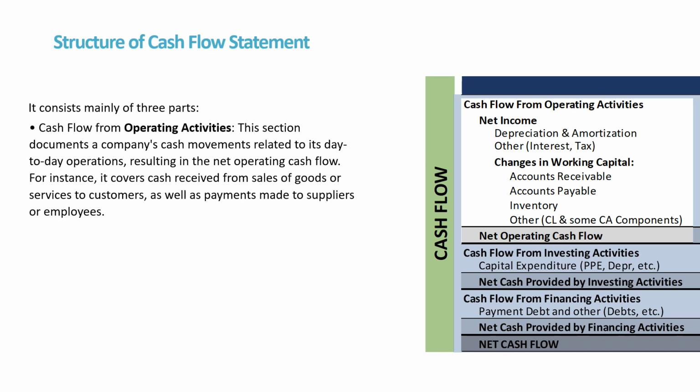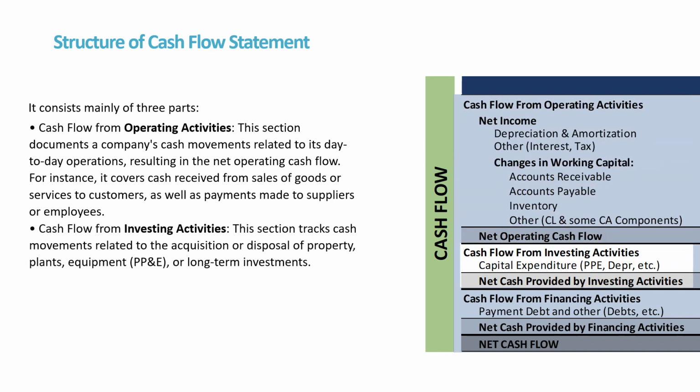First component here is cash flow from operating activities. This section focuses on cash movements that originate from a company's everyday operations. It sums up the net cash flow generated by these activities. For example, it includes cash received from selling goods or services to customers and cash paid to suppliers and employees. Net income, which is the final value generated from the PLN statement, is the starting point in calculating cash flow in this section.